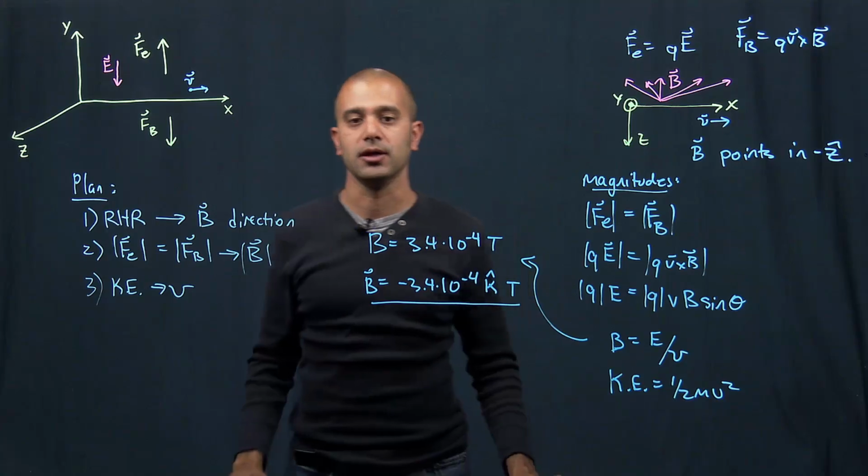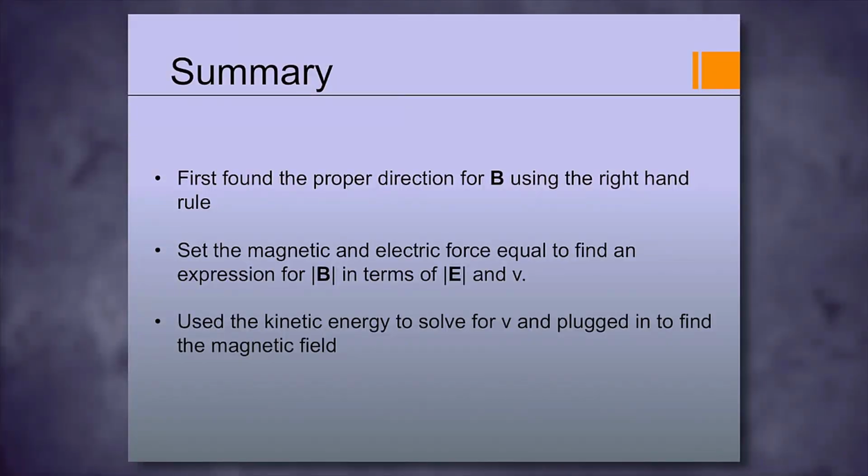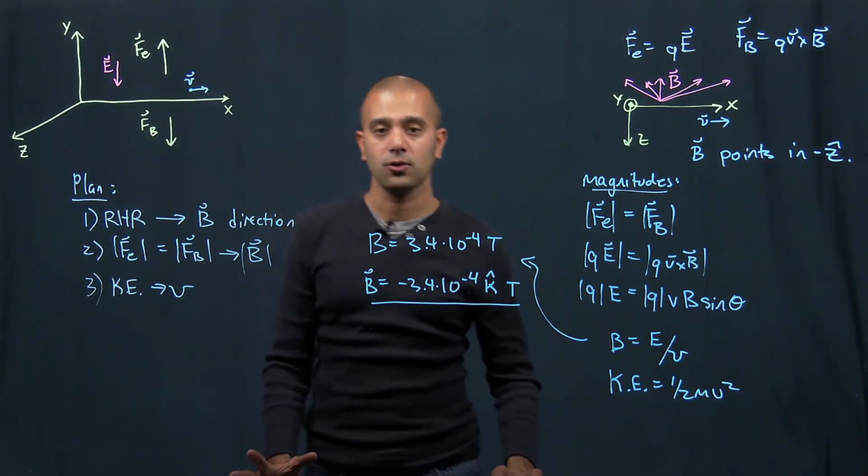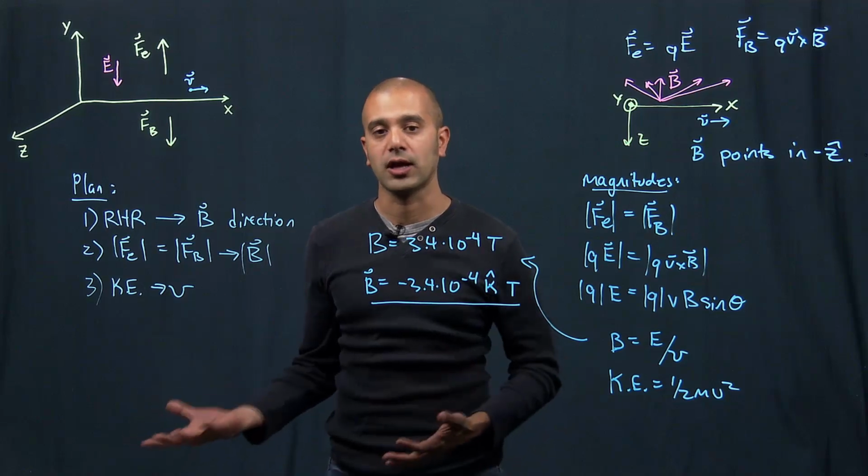So let's take a look at the summary. In this problem, we were asked to find the magnetic field that would direct an electron in a straight path given a uniform electric field. We first found the proper direction for B using the right-hand rule, and then we set the magnetic and electric force equal to find an expression for B in terms of the electric field and the velocity. Finally, we used the kinetic energy to solve for the velocity and plug that in to find a numerical answer for the magnetic field. I hope this is a useful example on how to solve for missing quantities in situations involving both electric and magnetic fields and forces.